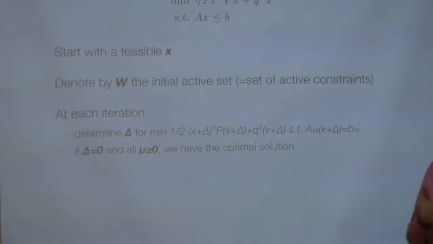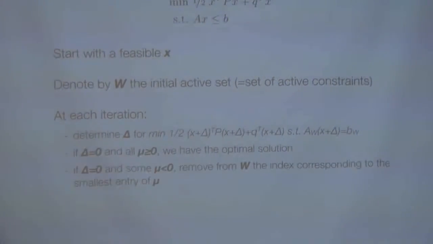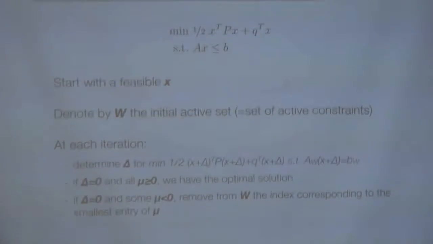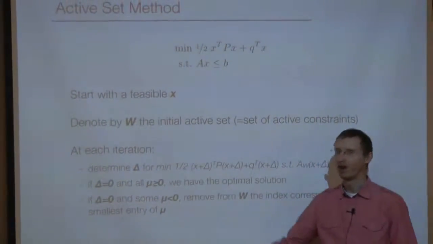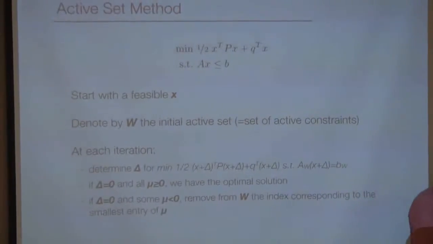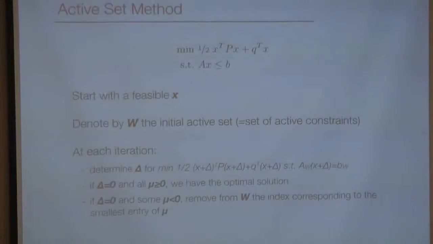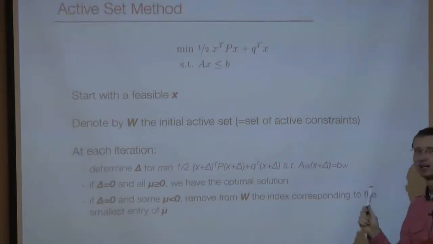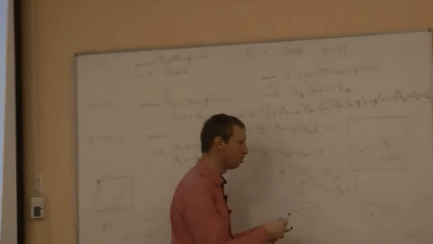So that's option number 1. However, what can also happen is that we find that delta is 0, but we have one of those Lagrange multipliers which is negative. Well, by Karush-Kuhn-Tucker theory, this cannot be an optimal solution, because an optimal solution must have all Lagrange multipliers being non-negative. Okay? So what do we do then? Essentially it's a situation like this.